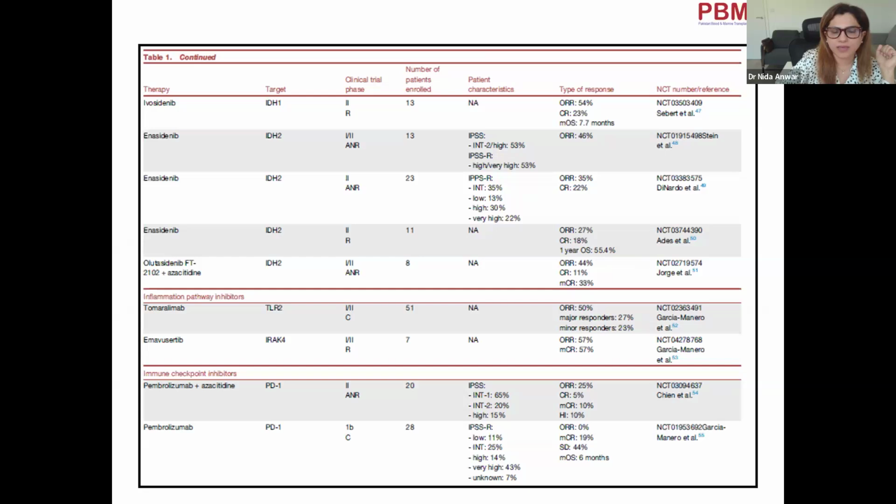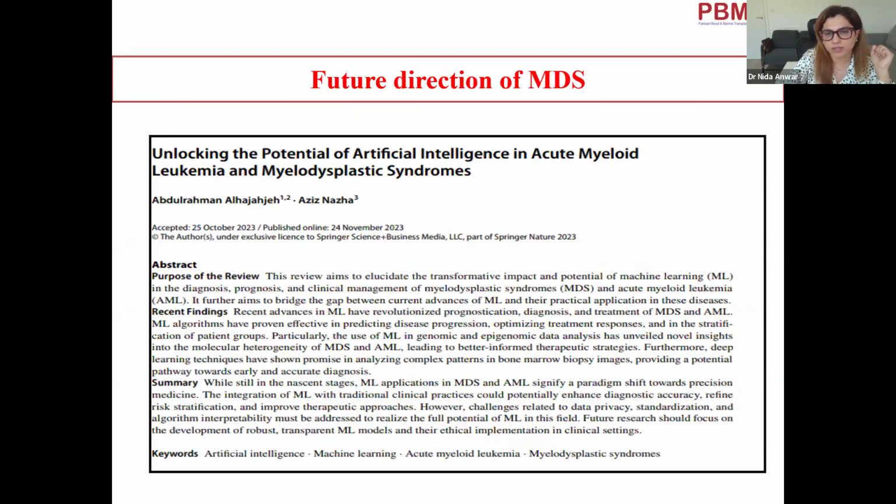Then, the future direction: artificial intelligence, which is the future in MDS. However, I would like to summarize that while the newer future direction is artificial intelligence, the mainstay of diagnosis is still blood film morphology, careful evaluation of the bone marrow, cytogenetics, and their incorporation. Now the world is moving towards molecular insights.